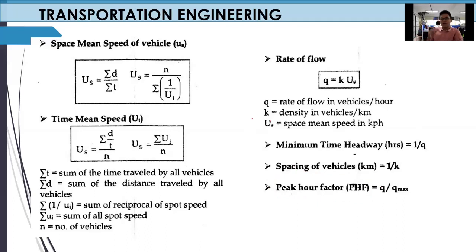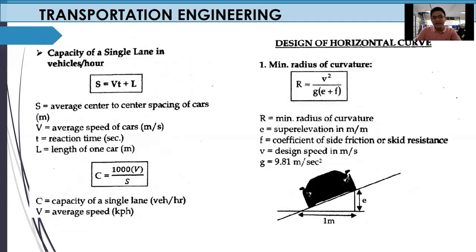Ayan. So yung Q natin, that is our specific na rate of flow. Then, ibibigay din yung ating maximum na rate of flow. So, i-divide mo lang silang dalawa. Then, makukuha mo na si peak hour factor. Okay ba? Ayan ka. So, proceed tayo.